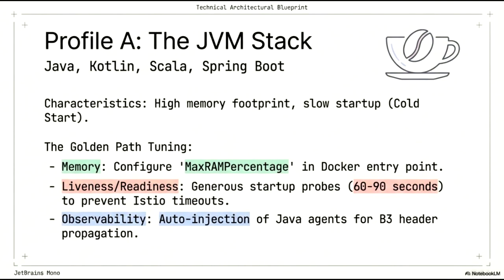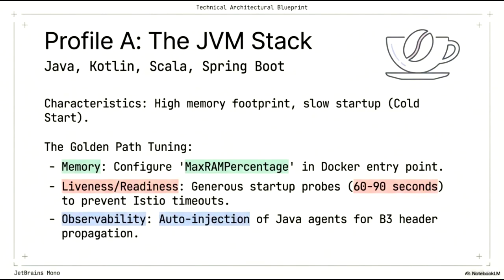Profile A focuses on the JVM stack, encompassing languages and frameworks like Java, Kotlin, Scala, and Spring Boot. While these are powerful tools, they're characterized by a high memory footprint and slow cold starts. To address these challenges, we follow a set of golden path tuning practices.